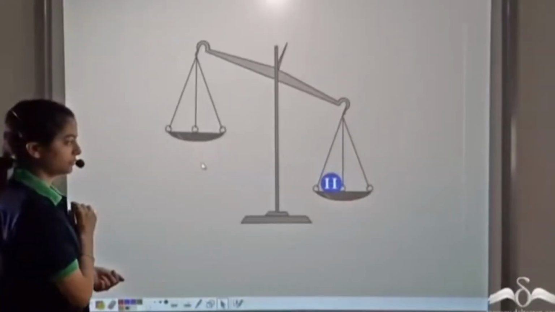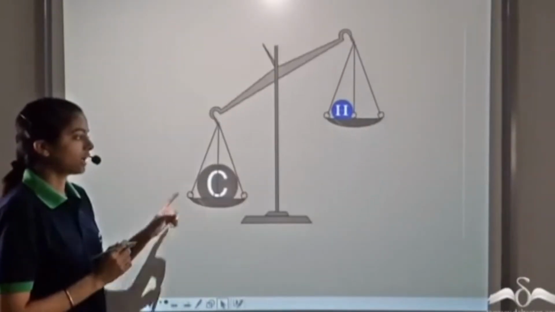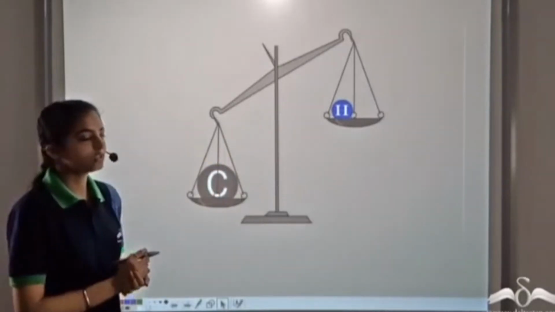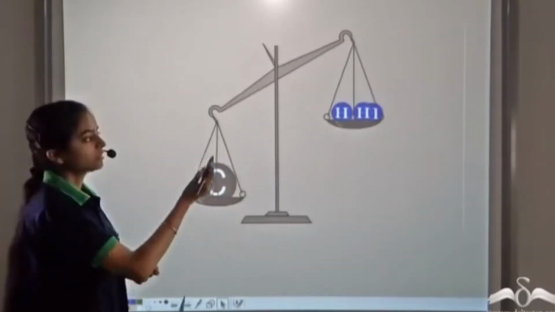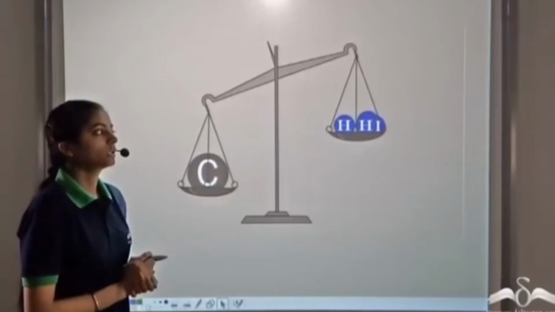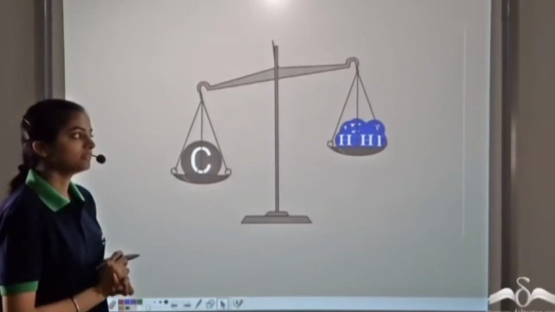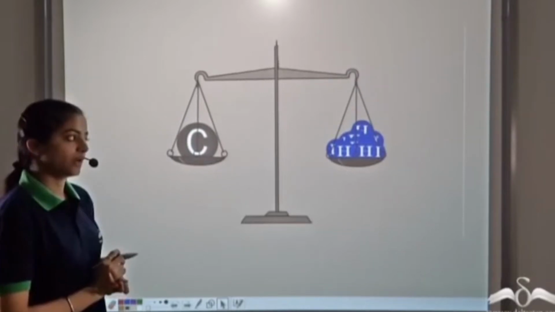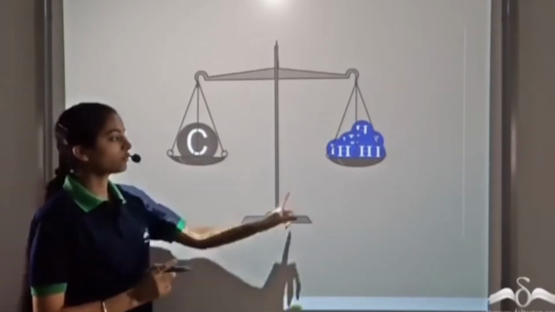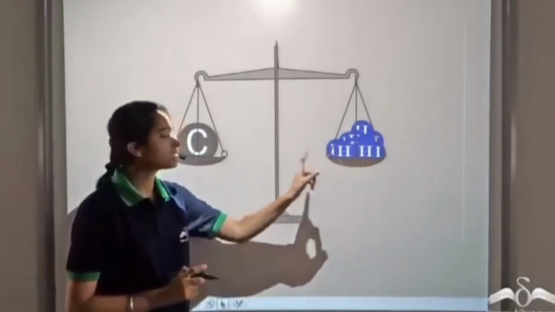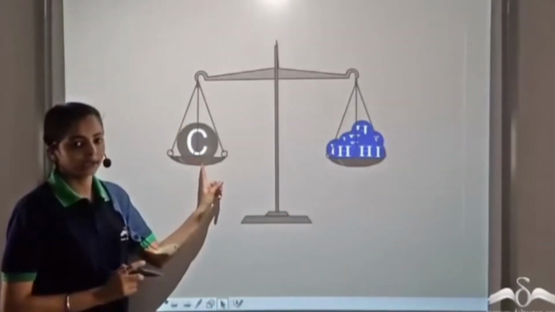Add a carbon atom. So a carbon atom is heavier as compared to hydrogen. Let's add more hydrogen atoms. We have now 3, 4, 5, 6, 7, 8, 9, 10, 11 and 12. So the mass of 12 hydrogen atoms is equal to the mass of 1 carbon atom.